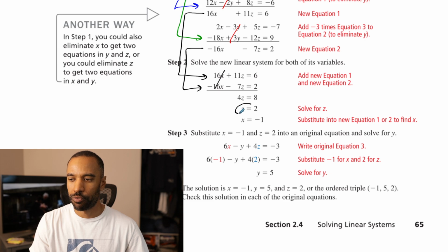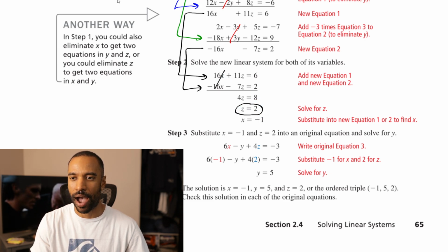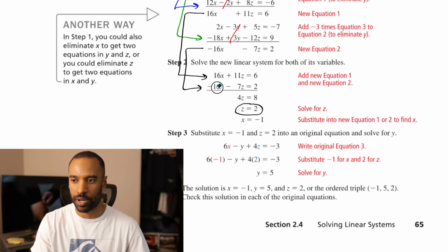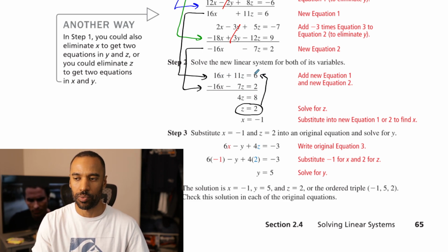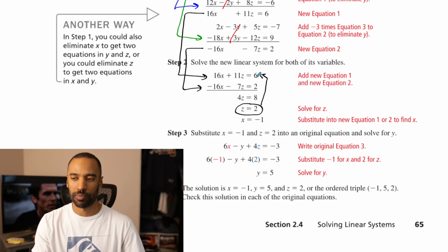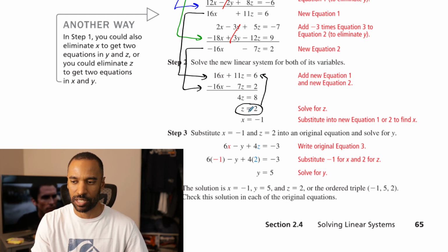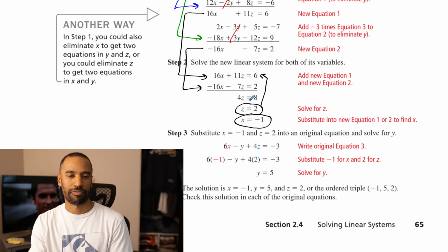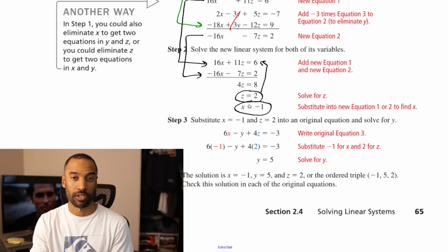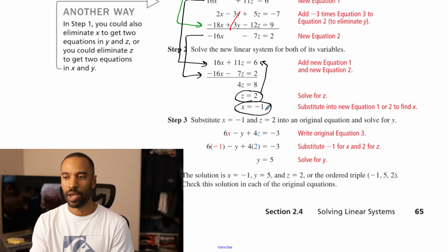Once you solve for z, you can use that to find x by substituting it into either of these equations. I would definitely choose one of these two. I guess the top one. Choose that top equation there, substitute 2 for z, you get 16x plus 22 equals 6. Subtract 22, and you get negative 16. Divide by 16, you get negative 1 for x. So just do the algebra on that afterward and go back to it. I'm going to show more work when I do the problems myself. And now you have 2 and negative 1 for z and x, and you can use that to find y.